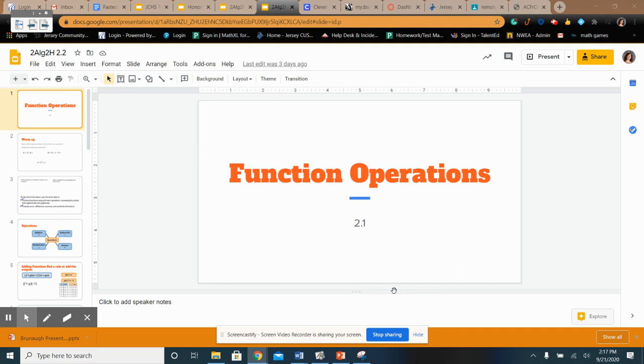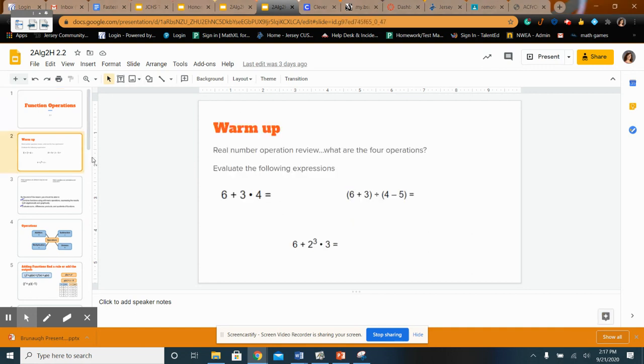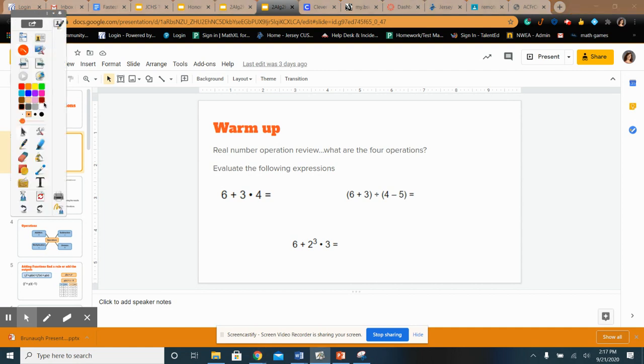Hello. Today we're going to be doing function operations, and a lot of this will be review and some new ways to look at some things you already kind of know what's going on with. So we're going to start with a little warm up, which is regular operations. What are the four basic operations? You guys should know this. This is addition, subtraction, multiplication, and division.